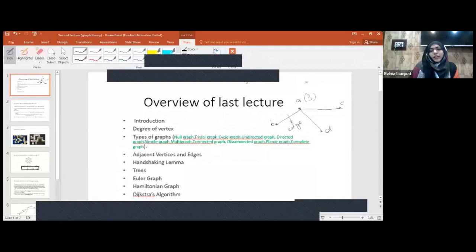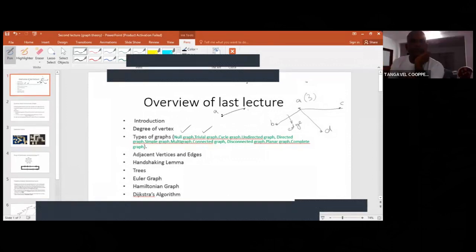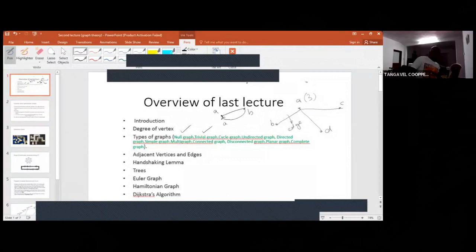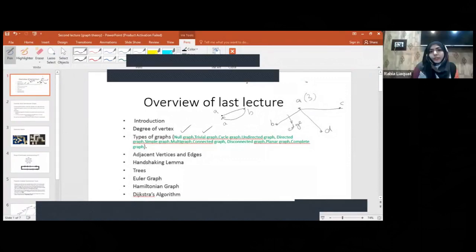We also discussed the types of graphs. First, the null graph, which is a graph with no vertex and no edge. Then the trivial graph, which has only one vertex. Then the cycle graph. If we have a point A, we start from A to B and then again back to A. Then this is a cycle graph, where the initial and end point are the same.